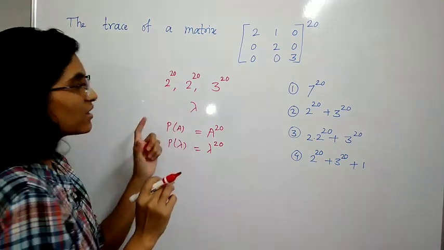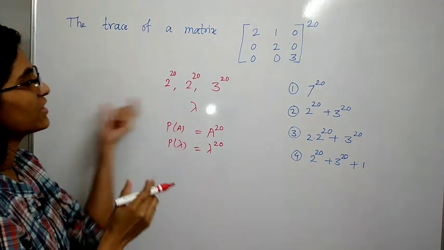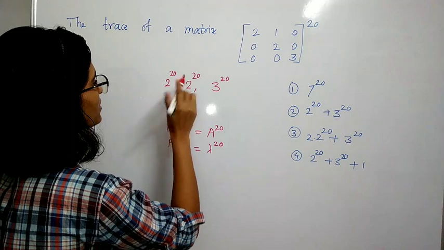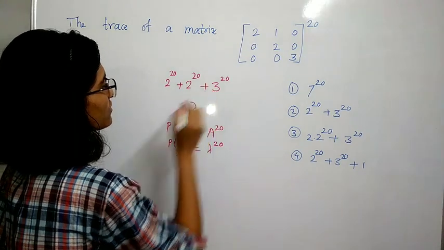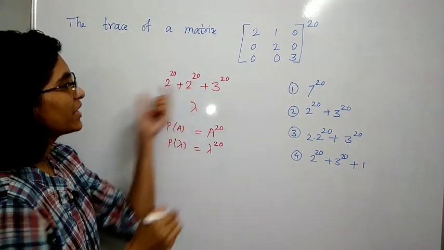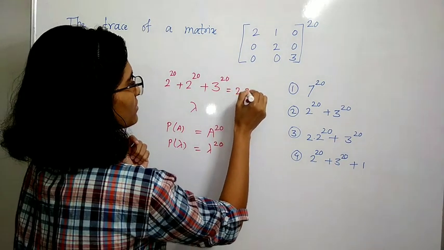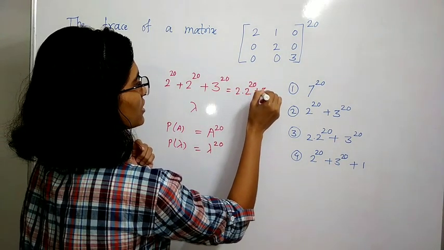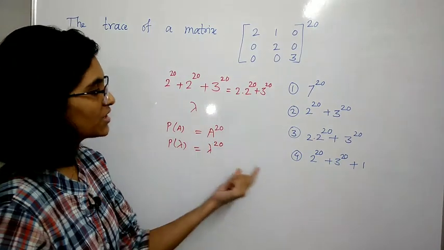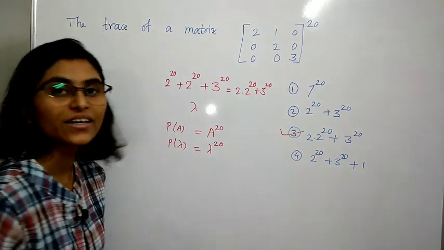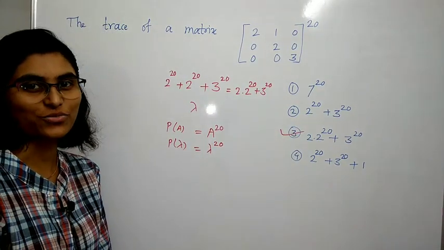So what is the trace? Trace is just the sum of this. So we just have to add this. Now it is the same as 2 times 2 raised to 20 plus 3 raised to 20, right, which is this third option. Here this third option is the correct option.